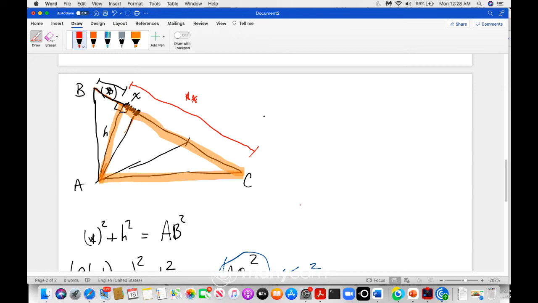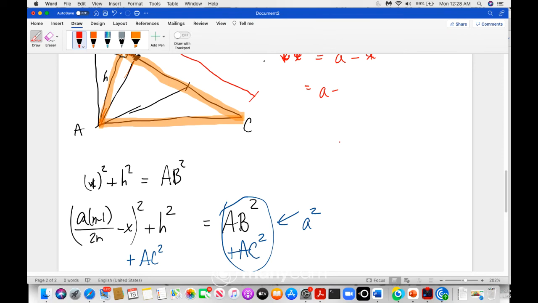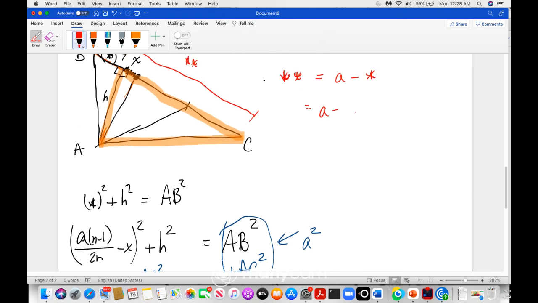But that's actually super easy because we already found star, which means double star is just a minus star. I just subtract off this little piece from a, and then that's it. So we actually already did the hard work. So what was star? I need to remind myself. Star was a times n minus 1 all over 2n minus x.